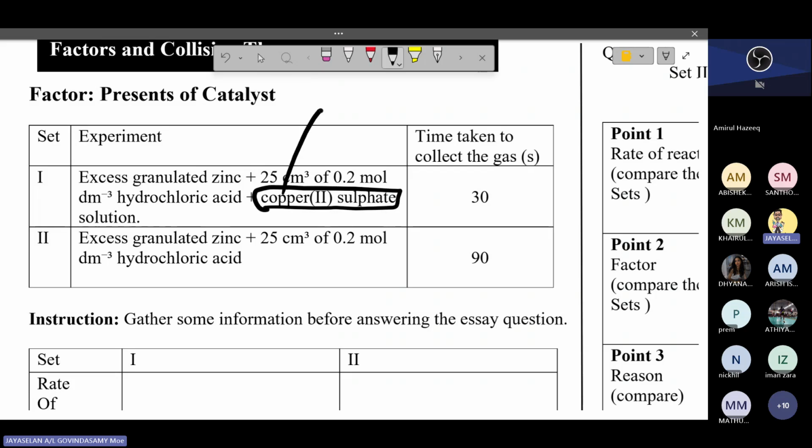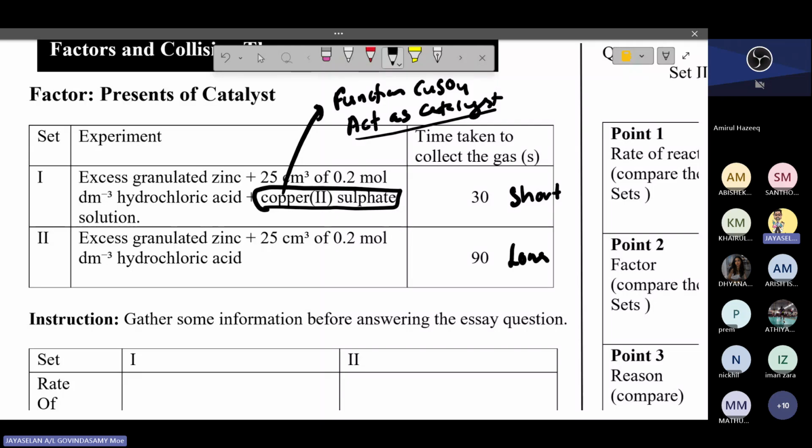So if in the exam dia tanya apa fungsi, what is the function of copper 2 sulfate, you just put act as catalyst. Bertindak sebagai mangkin. You already score 1 mark. And when catalyst is present, the product forms, time taken shorter; time taken longer. So therefore, the rate of reaction, this one high, this one low.